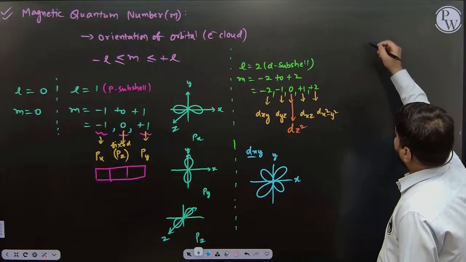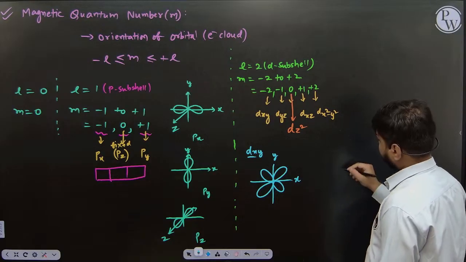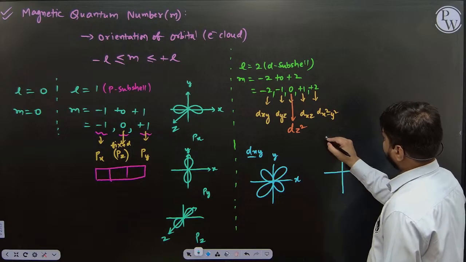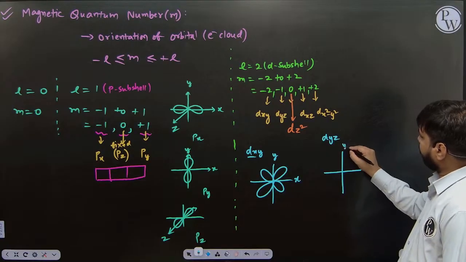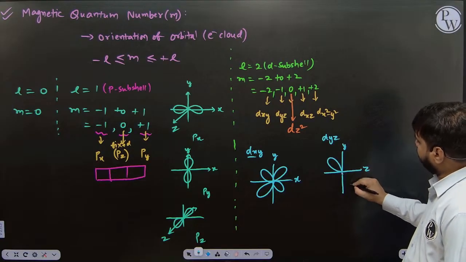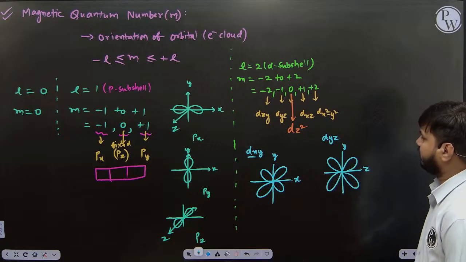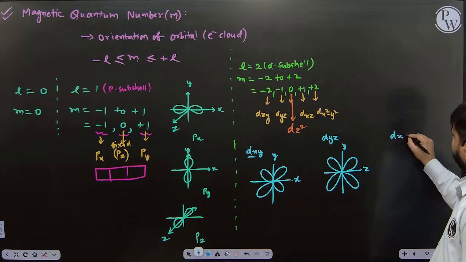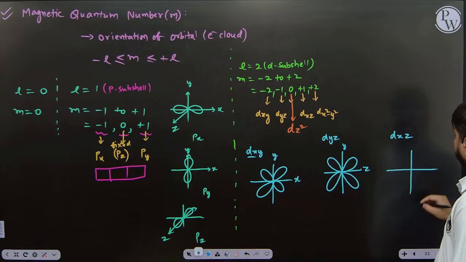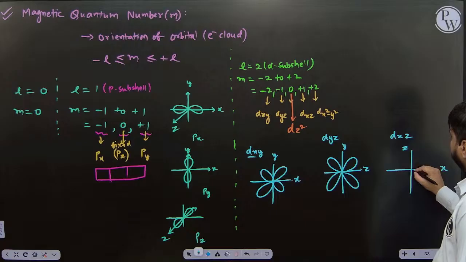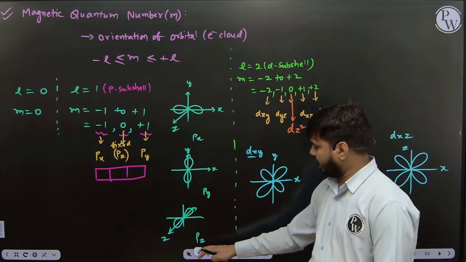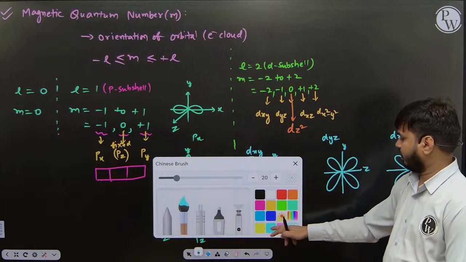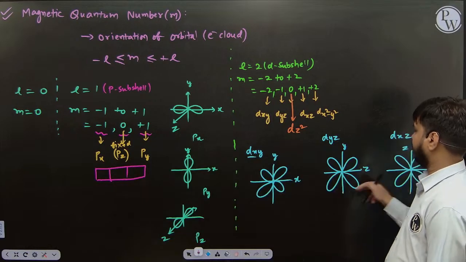Now let's talk about the dyz. For the dyz, electron density will be present in between y and z direction. Now let's talk about dxz. ठीक है. So here electron densities are present in between the axes.